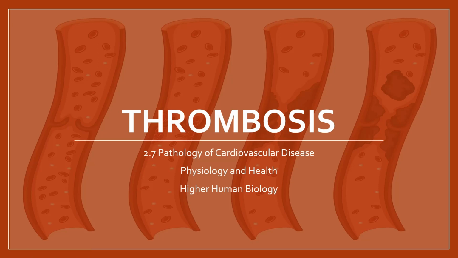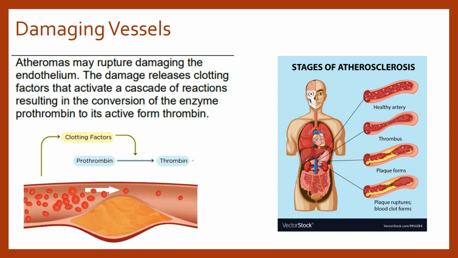Hi, in this video we're continuing with the pathology of cardiovascular disease by exploring the process of thrombosis, the formation of a blood clot. So normally damage to a blood vessel is physical damage in which the body needs to react to prevent blood loss and to prevent an infection, but that damage may be down to one of those atheromas rupturing and then damaging the endothelial layer of the blood vessel. If you haven't done so, take a quick look over the atherosclerosis video first and then jump back into the details here.